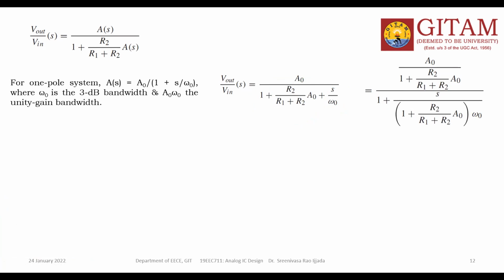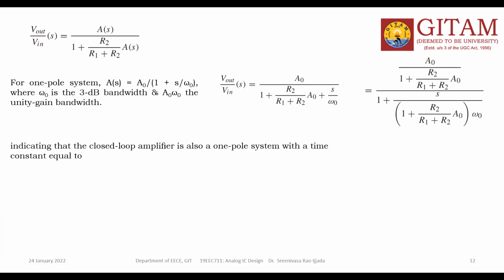So this is the open loop TF or gain. This is the closed loop gain. So if this is the one pole system, he said this is the one pole system. But after watching this closed loop transformation also, it is also one pole system.